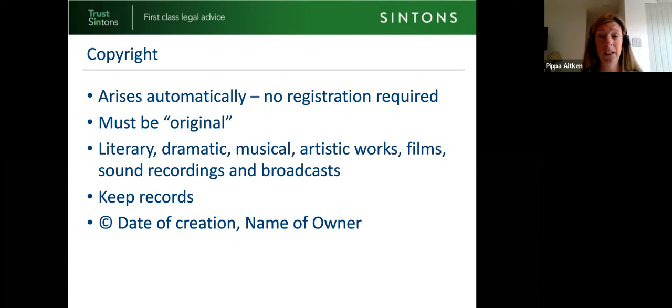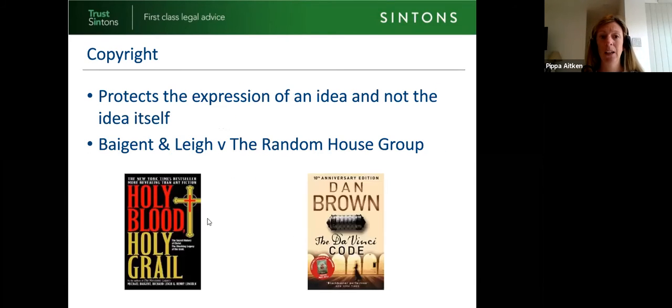You can also bundle your copyright works up in an envelope and post them, registered post, to yourself. And when you receive them, don't open them. This is a good indication, again, of the time and date that you created these works. And this is all to prove that if someone comes along at a later stage and says, actually, I created that first, you can prove that you created it first.